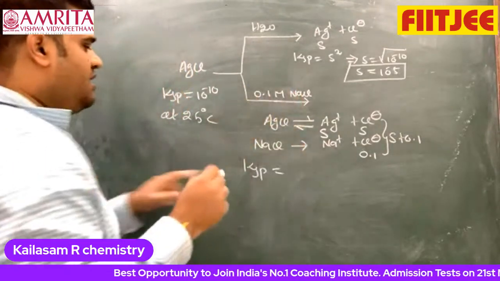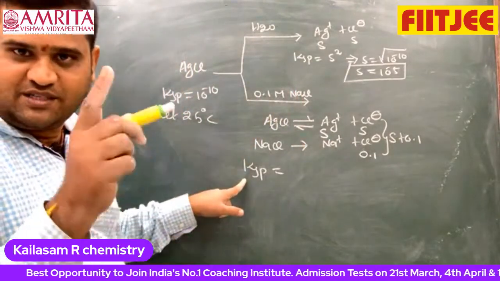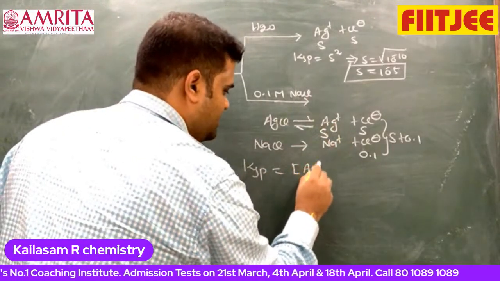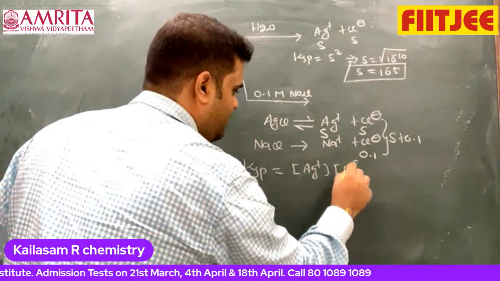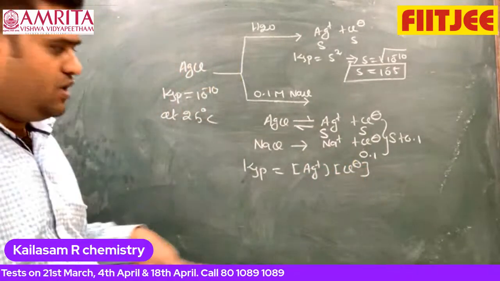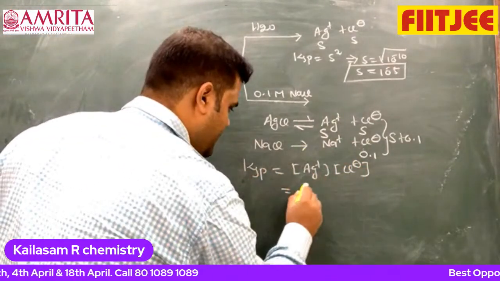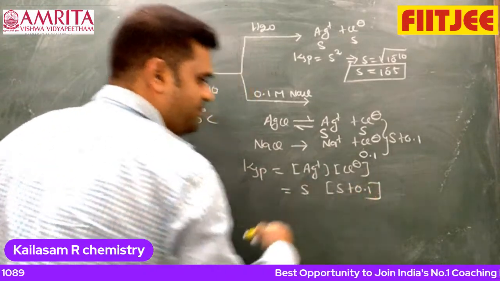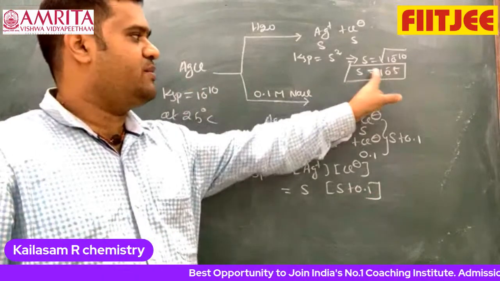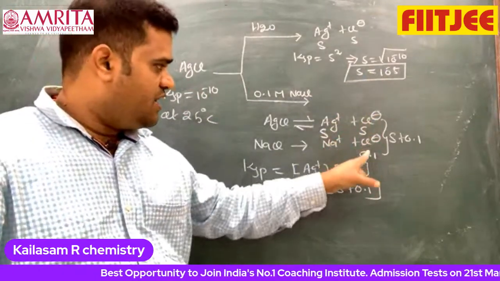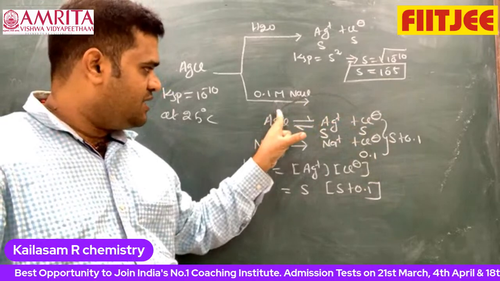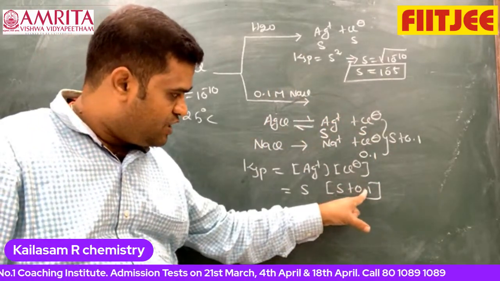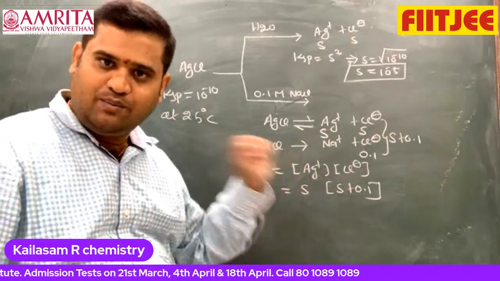Now I can write Ksp. Even with the common ion, the Ksp value remains constant, because Ksp depends only on temperature. Therefore, I can write Ag+ times Cl-. Ag+ I am giving as S, and Cl- is S plus 0.1. See, in water itself S is 10^-5. Due to the common ion effect, the equilibrium goes towards the backward direction. That means the solubility of the salt decreases. Therefore, as compared to 0.1, you can neglect this solubility.